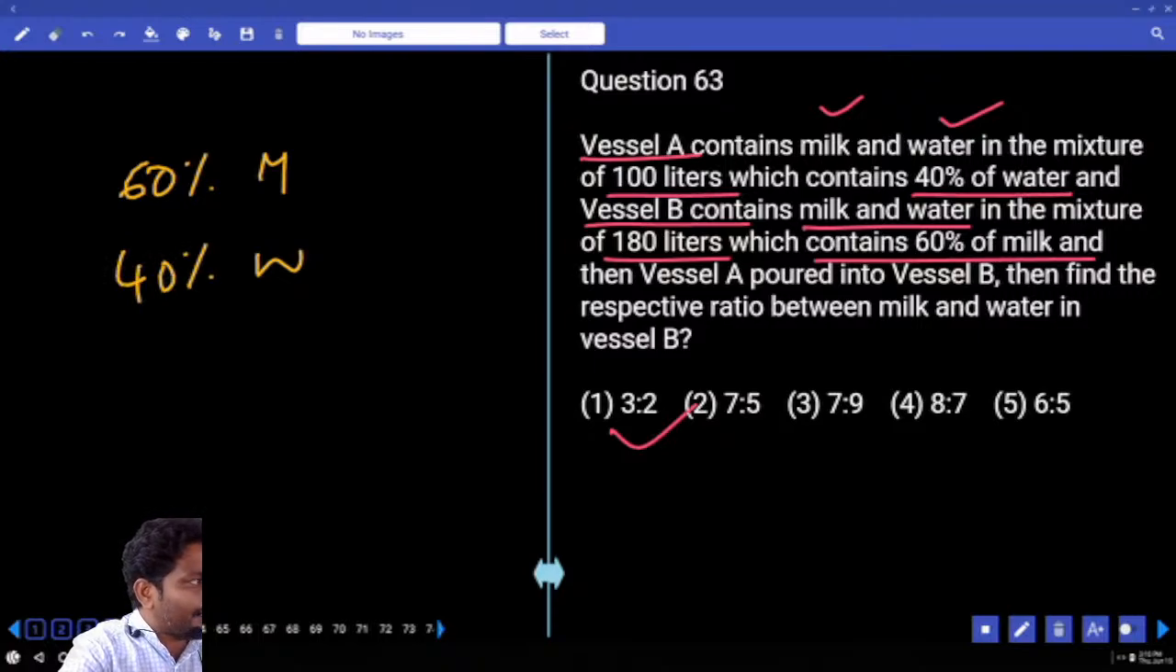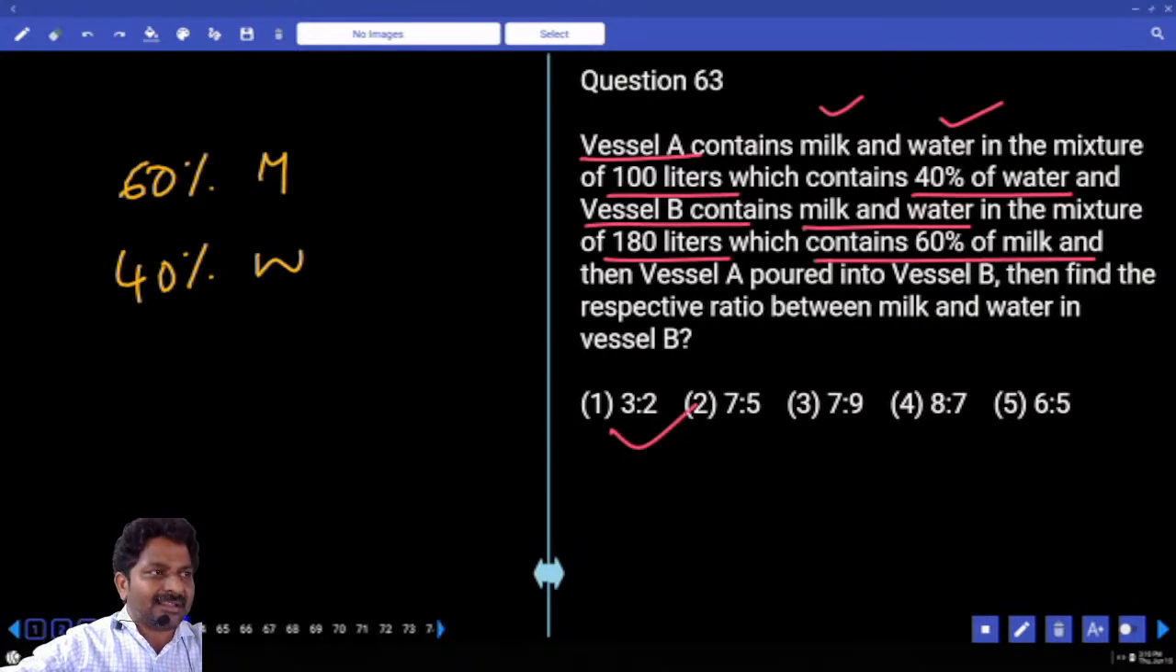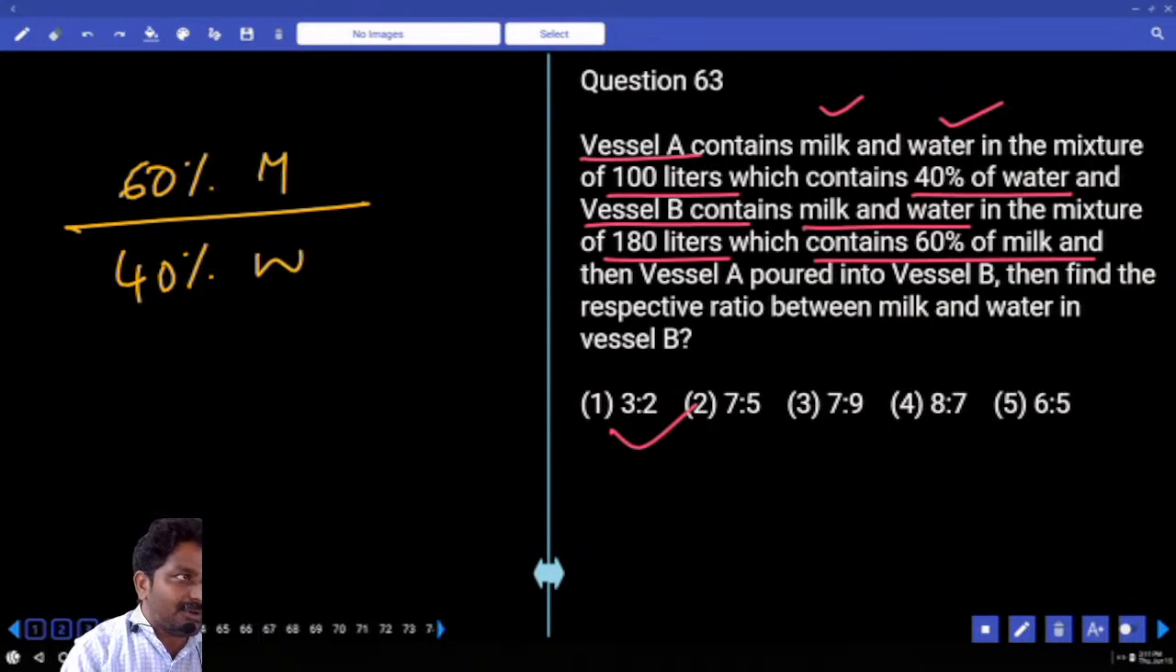Agreed or not? Vessel A may have 100 liters or 1 liter or 1000 liters or a tanker. That doesn't matter. It has milk which contains 60%. Vessel B also has milk which has also 60%. Then you add, then also you get 60% milk in the total quantity. Correct? Ratio. You don't have to separately calculate values, how much milk is there in A, how much milk is there in B, and then go for the ratio. Right?